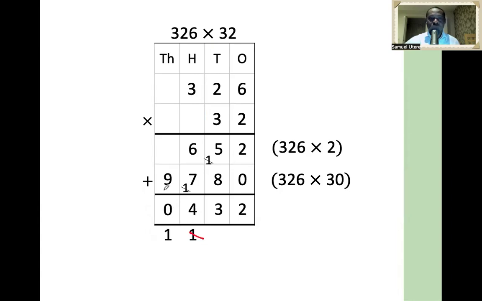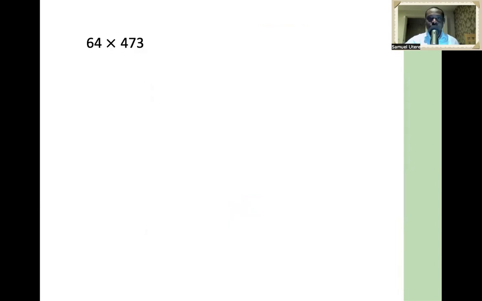So now the 9 plus this one you carried is 10. So you write the 0. Remember I said if it's 10 and above, you write a 0 and you do your carry. Now your carry will have to be a 1, which will go in the 10,000s column. Now your answer is 10,432.